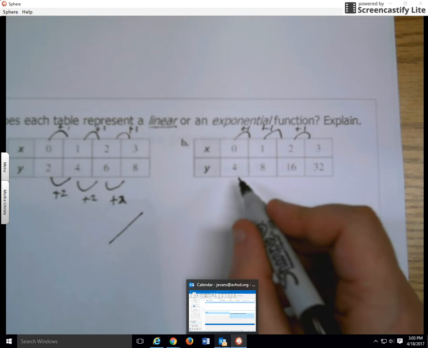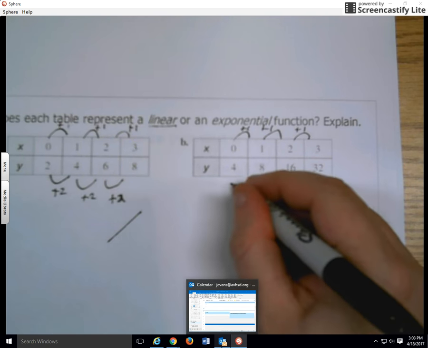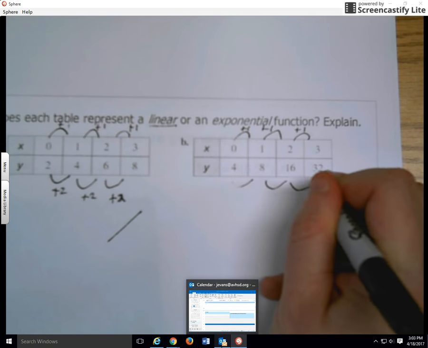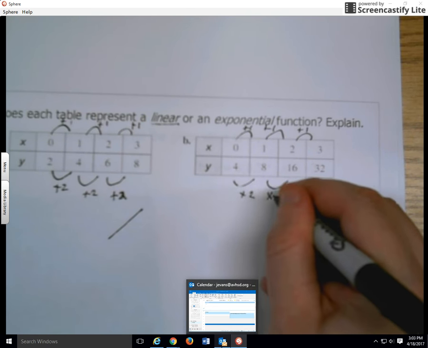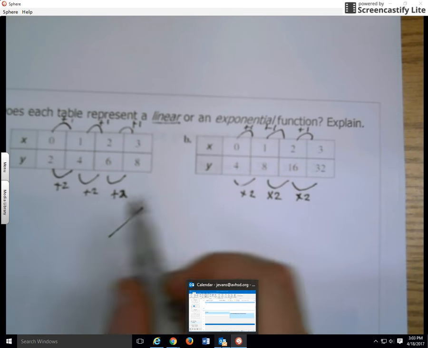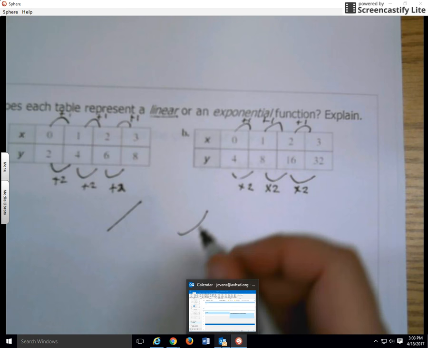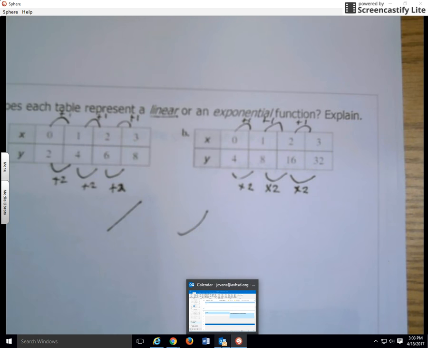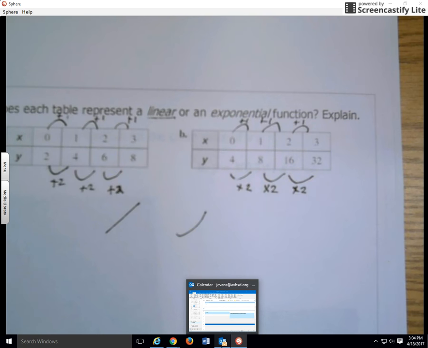And so if you were to multiply the 4 by a 2, you would get 8. If you multiply the 8 by a 2, you get 16. If you multiply 16 by a 2, you would get a 32. So what we're doing each time is not plussing, but we're timesing by 2, timesing by 2, timesing by 2. And so if you were to graph this, it wouldn't be a straight line. It would be nonlinear, it would curve. And this is why it's called exponential, because it's as though there's an exponent to the y value. It's being multiplied by 2 each time.